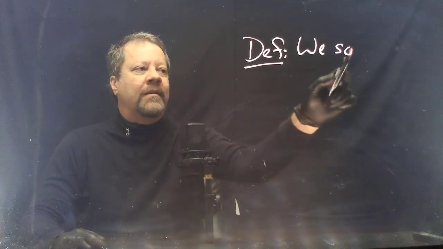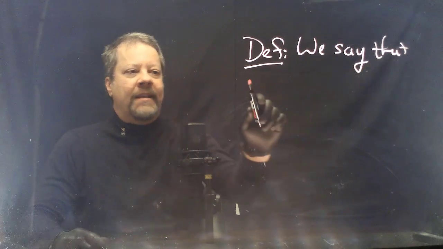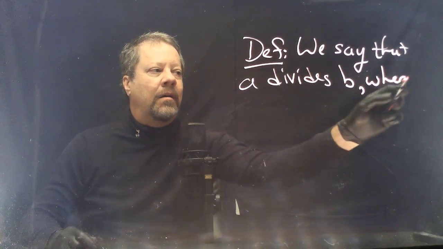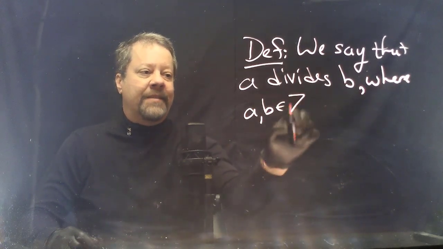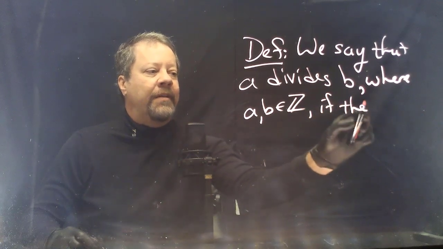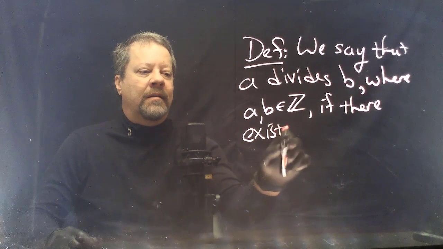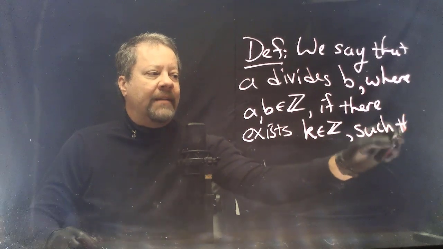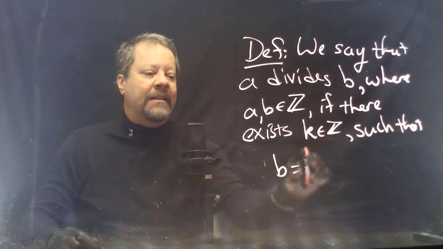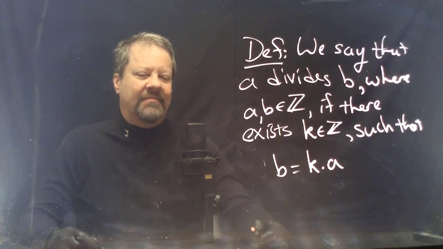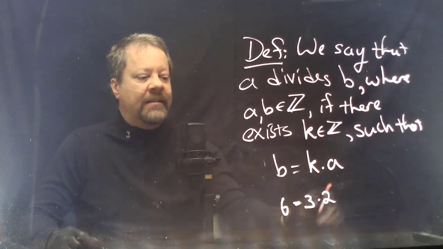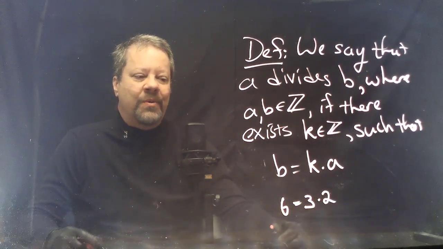Hopefully, this discussion will motivate the following definition. We say that A divides B, where A and B are elements of the set of integers, if there exists K in the integers such that B is K times A. So 2 divides 6 if there's a constant K such that 6 is K times 2, for example.